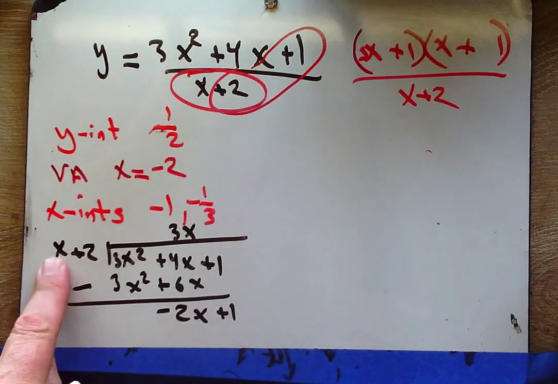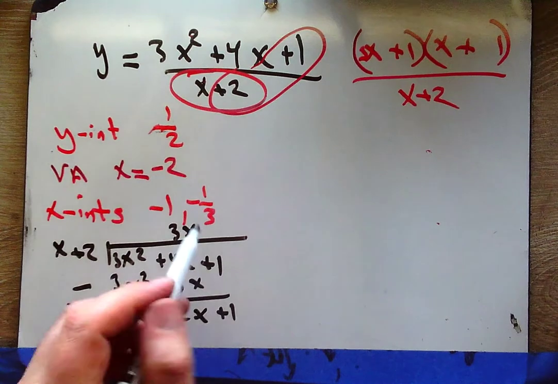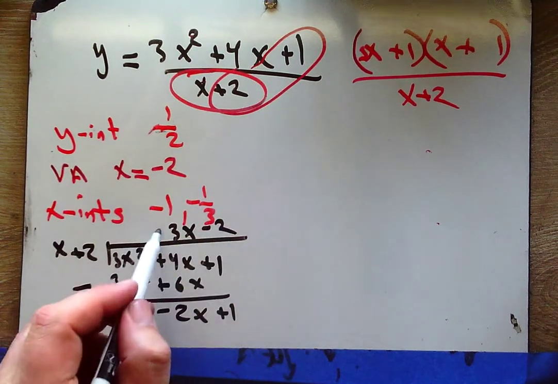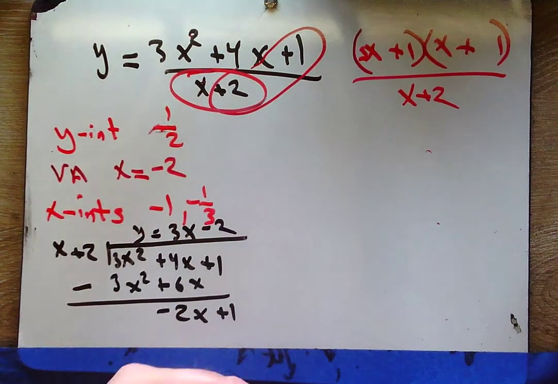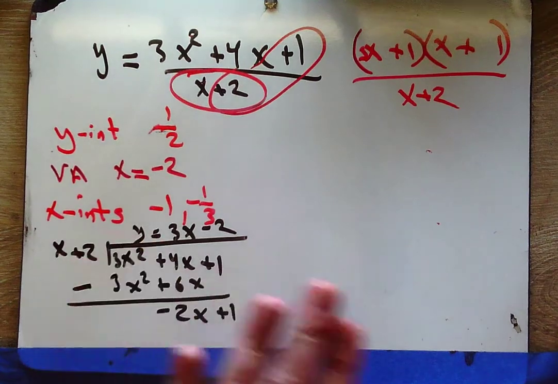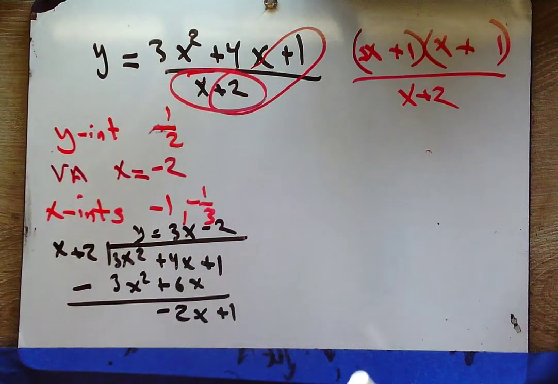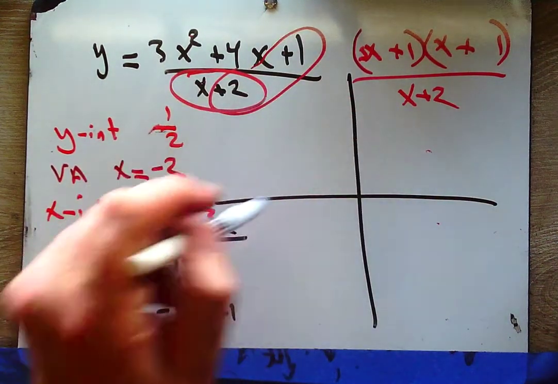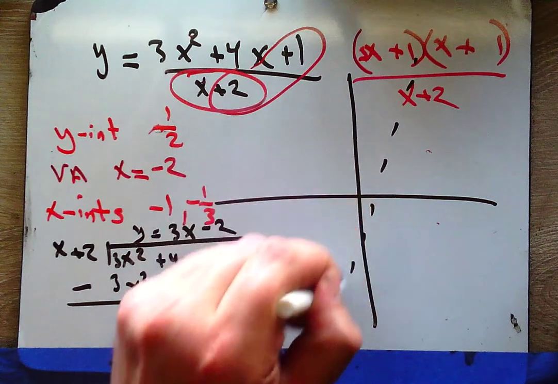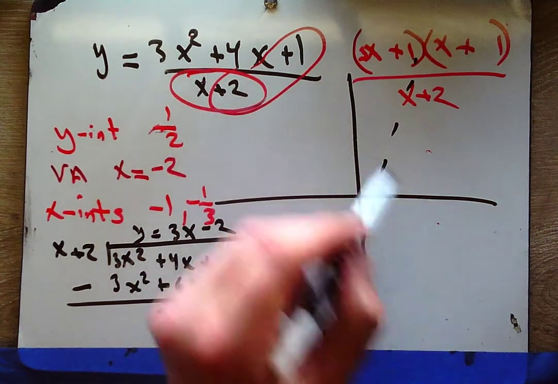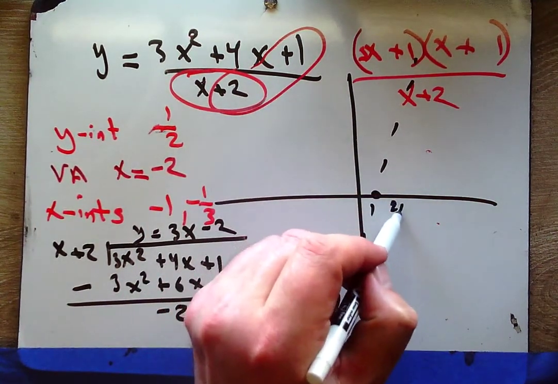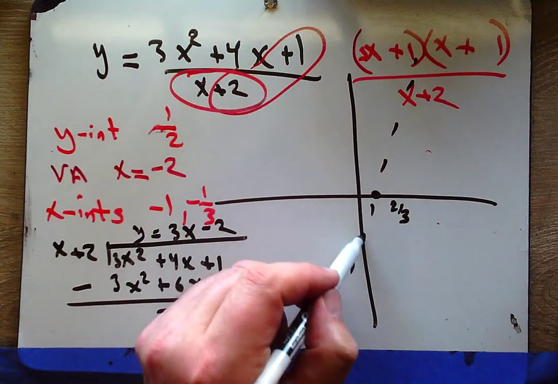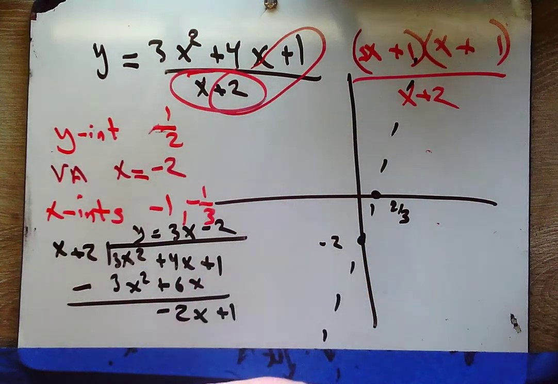What do I multiply this by to turn it into that? I need a -2. Stop. There's your slant asymptote. Okay, I don't need to complete this. I just need that linear thing. Okay, so what do we have? We have a slant asymptote like this, whose x-intercept would be 2/3 and whose y-intercept would be -2.